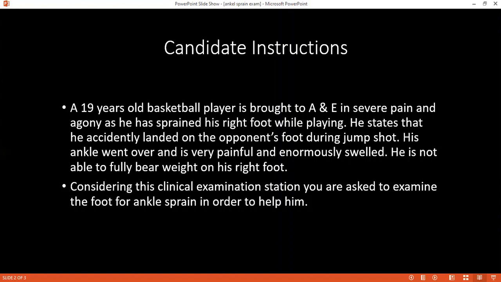In the anterior drawer test, I'll stabilize the lower limb by holding the calf in my left hand, and using my right hand, I'll hold the heel from beneath, and I'll try to move the foot over the tibia or the ankle joint. If there is a significant problem, then the anterior drawer test will be positive. It is usually positive in anterior talofibular ligament injuries.